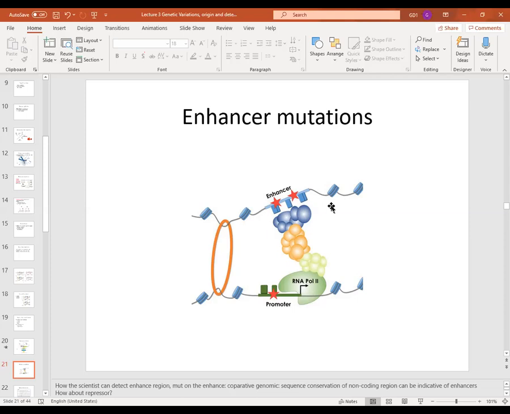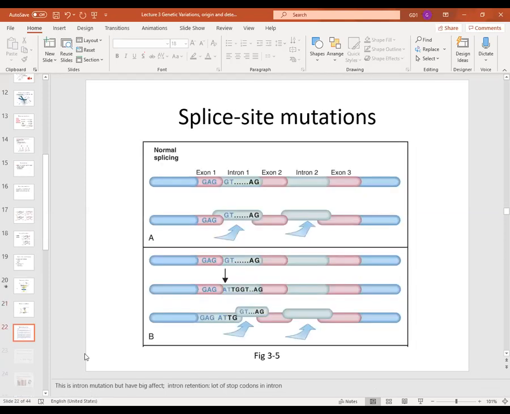You see, an intron has a lot of mutation because it's not important. It will be waiting to be cut out. And they have a lot of mutation, a lot of stop codons in the intron. But in the enhancer, there is very little mutation. So using that, they can identify important regulatory sequences in the genome.